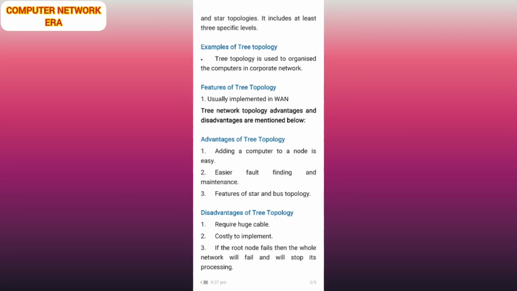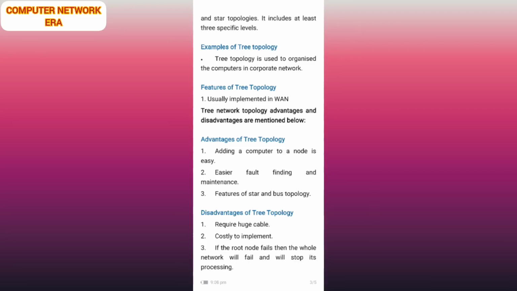So what are the examples of tree topology? Tree topology is used to organize the computers in a corporate network. And what are the features? It is usually implemented in a WAN, wide area network, like the internet. The advantages of tree topology: adding a computer to a node is easy. Fault finding and troubleshooting are easier. And third, we have the features of the star and bus topology.